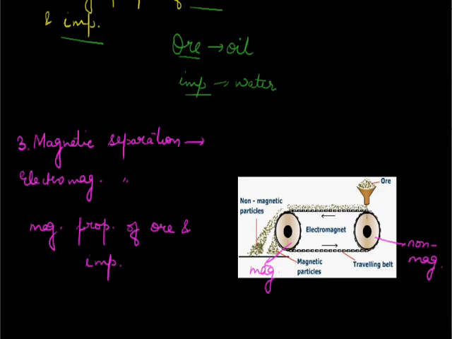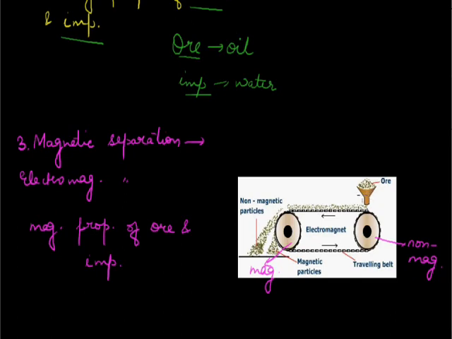And there's a belt which runs over the two rollers. This is a movable belt. It is moving in this direction, which is shown by arrows. Over the belt, we are putting the ore, the impure ore which has to be concentrated. And the ore contains such impurities that there's a difference in the magnetic properties of the two.